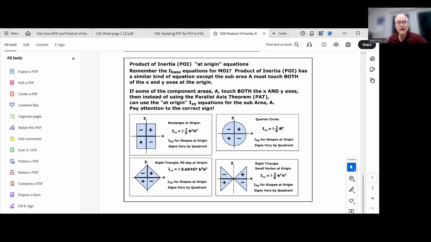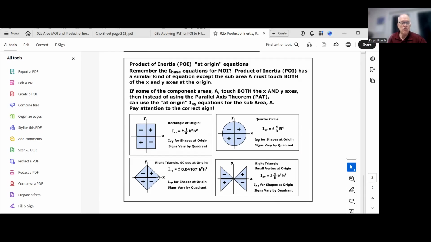Hibbeler gives that formula. A quarter circle at the origin, positive 1/8 r to the fourth. Hibbeler gives this one. At this orientation, it's negative. In this quadrant, it's positive. This quadrant, it's negative, if it's at the origin. Hibbeler gives this triangle right here at the origin. He gives it as 1/8 b squared h squared. But that same triangle in quadrant 2 is negative. Quadrant 3 is positive. Quadrant 4 is negative. And again, these are for right triangles with its point at the origin.